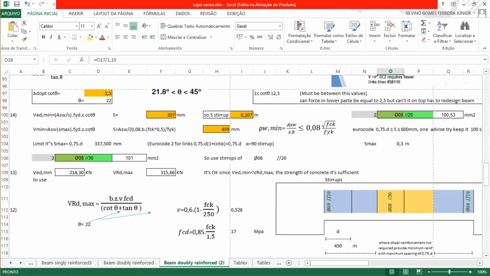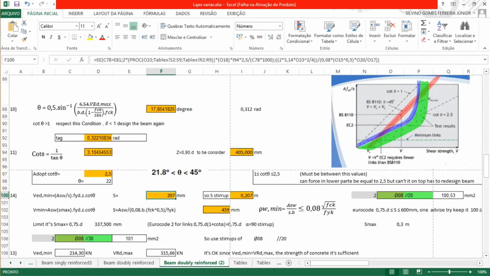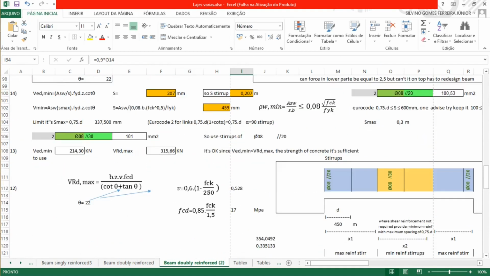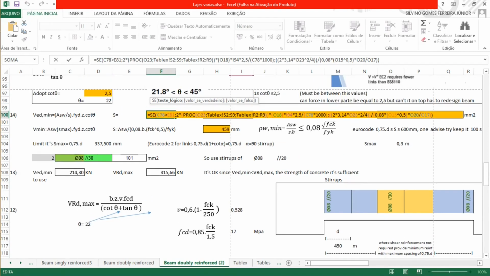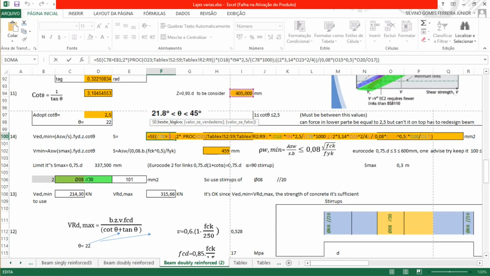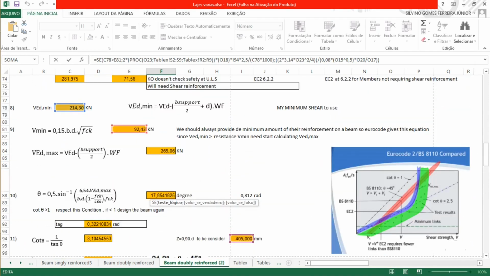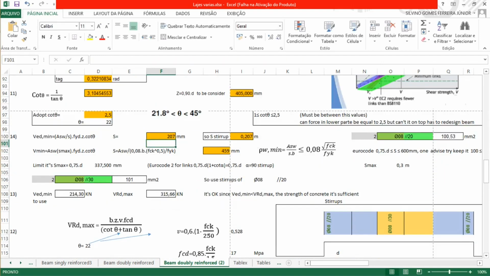Multiplied by z, that is this new z, equal to 0.9 multiplied by d, 405 millimeters. Cot of theta, we adopt the 22 degrees, which gives us cot of theta of 2.5, divided by the VED, this VED minimum that we got, which was 214.30. Okay, this all gives 207 millimeters spacing for stirrups of 8.